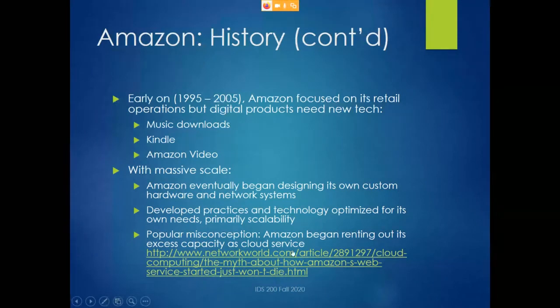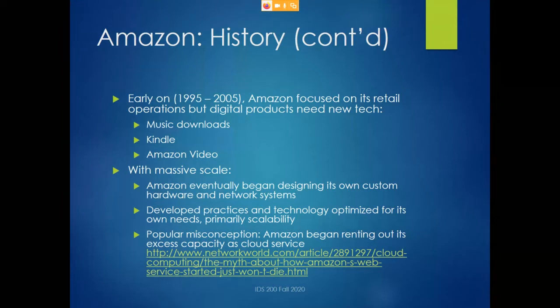Now, there is a popular misconception that early on Amazon began renting out its excess capacity as cloud service. The idea is, well, they're busy with their retail half the day. The other half of the day, most of their systems are idle, not really doing anything. So Amazon thought, you know what? We can just rent out those machines, and that was the basis of cloud. Actually, that myth has kind of caught on because it has a certain intuitive sense to it for people that aren't really tech people.